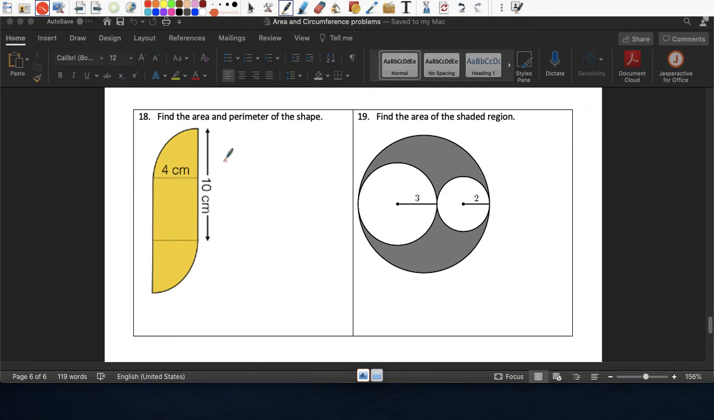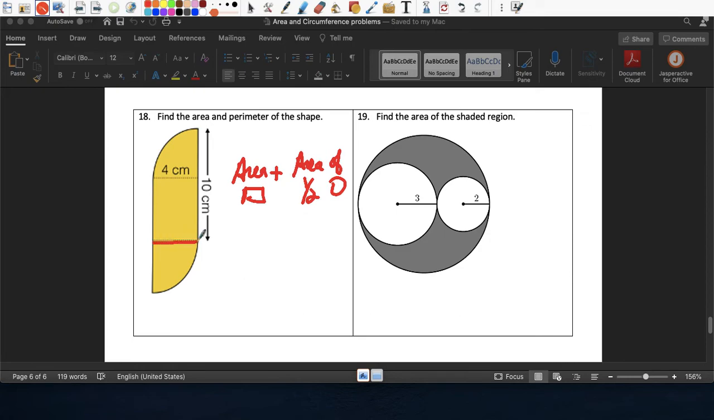Number 18, again, perimeter. Let's do area first. The area is the area of the rectangle plus the part to the side. If you notice, if I take this, I'll call it 1, and this, which is 2, and put those two together, it's half a circle. So the complete area would be the area of the rectangle plus the area of half a circle. That's it.